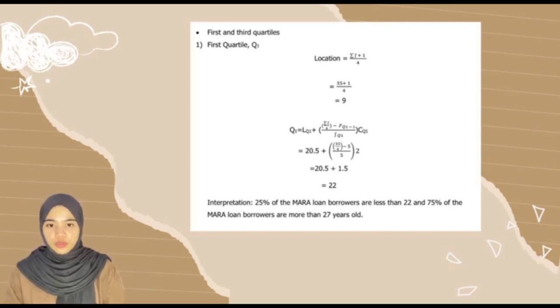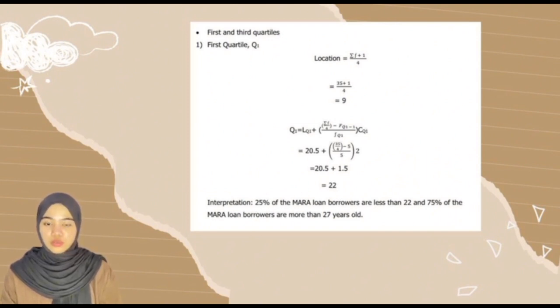So we will put the information inside the formula. So 20.5 plus, in the bracket, 35 over 4 minus 5, over 5, and we will times it with 2, and the final answer that we will get is 22. So the interpretation is 25% of the MARA study loan borrowers are aged less than 22, and 75% of the MARA study loan borrowers are more than 27 years old.